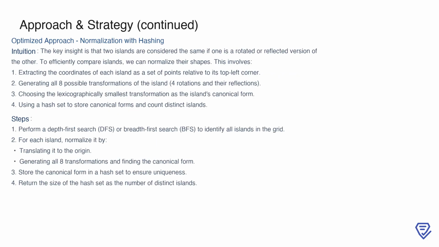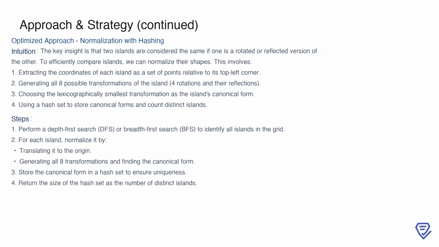Now, let's shift to an optimized approach that leverages normalization combined with hashing. The key insight here is that two islands can be considered the same if one is simply a rotated or reflected version of the other. To efficiently handle this, we normalize the shapes of islands so that they can be compared consistently.